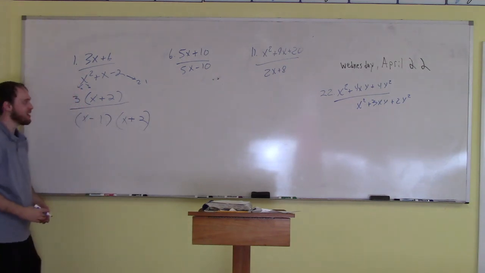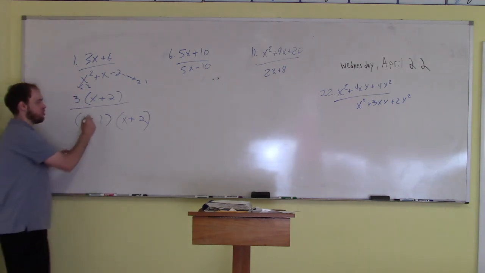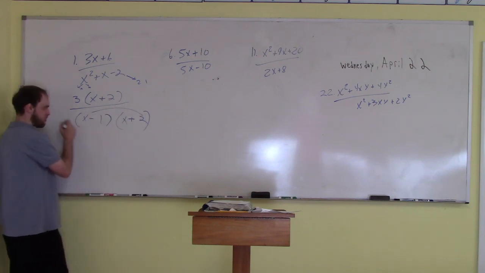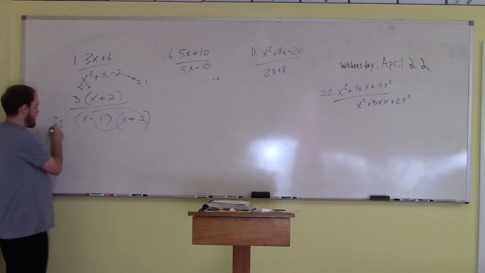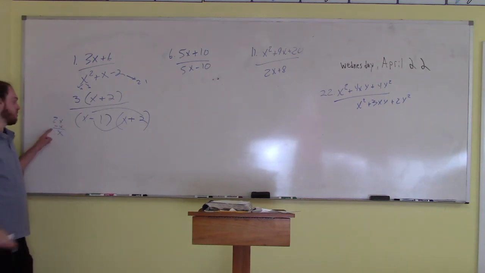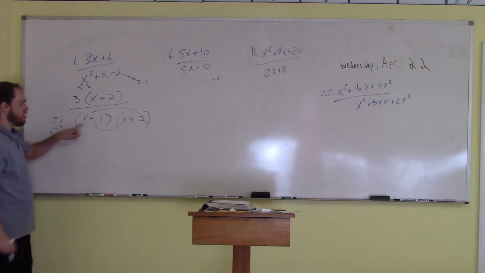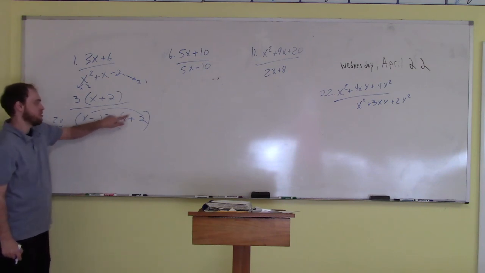Now I'm just going to check it. Remember to check it. You're just going to do x times 2, which is 2x. Negative 1 is negative there, so I'm looking for a positive x. That was my check, and so that's good. That tells me that those are the factors.